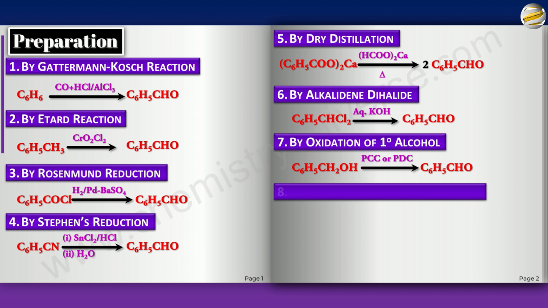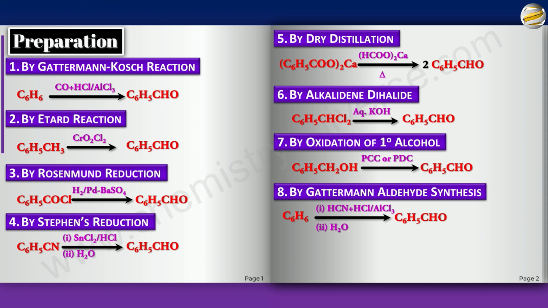Then there is the Gattermann aldehyde synthesis. Gattermann is all over this aldehyde thing. So you take benzene, you take HCN, HCl and AlCl3, and then do hydrolysis, and you get benzaldehyde. So that's the important part.